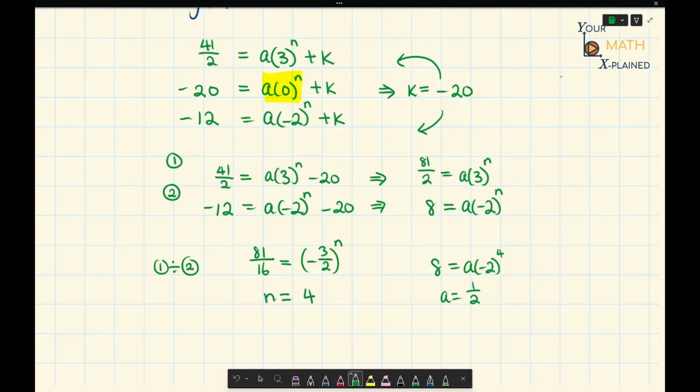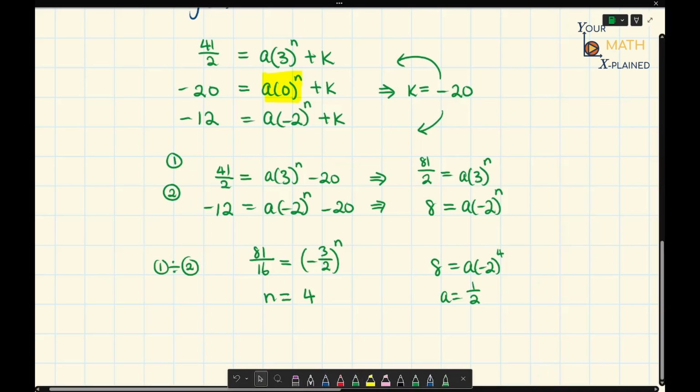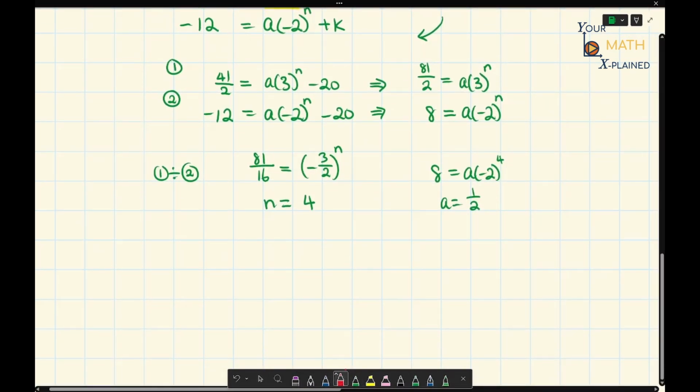So now we have all the values of our unknowns. We have our a, our n, and our k. So let's go ahead and rewrite the original equation with those values in there. So we get f of x is equal to 1/2 times x to the power of 4 minus 20. Okay, so this is the first part of the problem because it was asking for the original function.